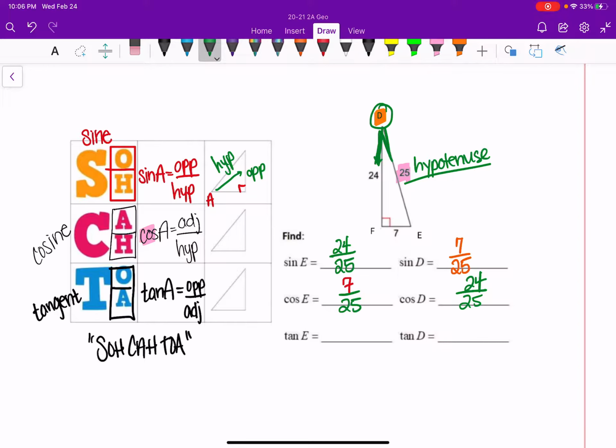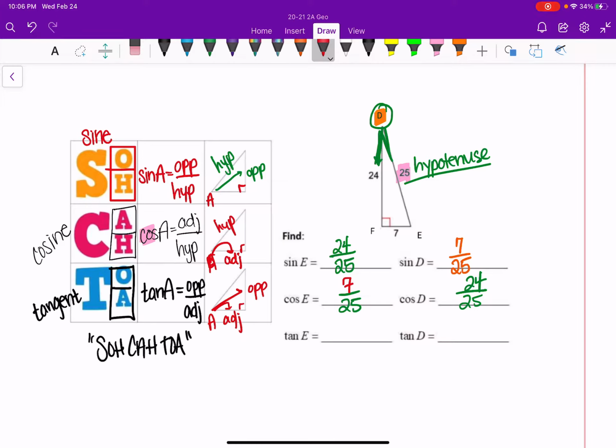Now let me throw into these pictures, I forgot our cosine. We would need our adjacent right next door over the hypotenuse. And I'll call them all angle A. And tan is opposite over adjacent.